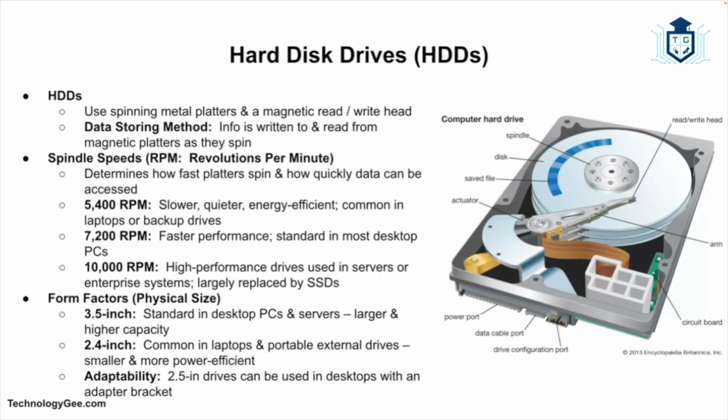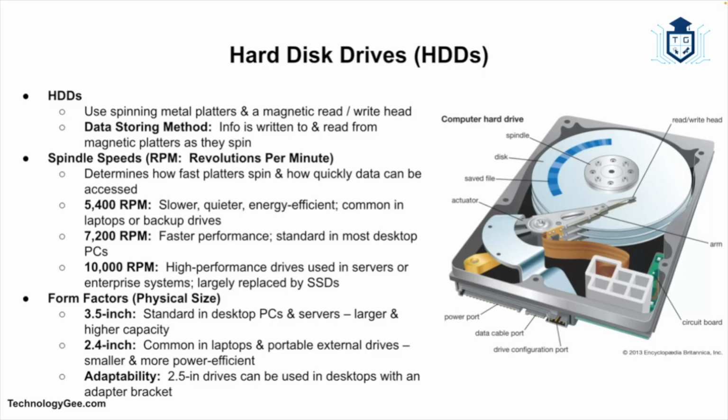All right, so let's talk about hard drives or HDDs. Basically, these use spinning metal platters and a magnetic head, kind of like an old school record player. Your data gets written to and read from these platters. And within that, you have what is called a spindle speed. The spindle speed is measured in RPMs, or revolutions per minute, and this tells you how fast the platters spin. So basically, the faster the platter moves, the quicker you can access your data, at least in theory.